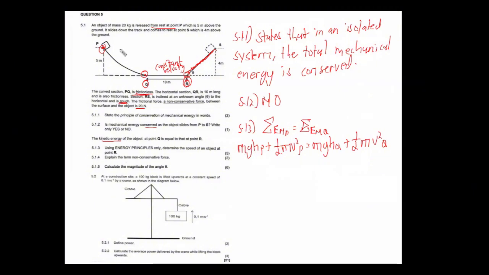Now, what is the mass? The mass is 20 kg, and then g is 9.8. Height at point P is 5, and then plus half. Mass is 20. Velocity at point P, remember they said from rest, so it has to be 0. And then mass is still the 20, 9.8, and then height at Q is now 0 because at that point it's on ground level. And then this is half. Mass is 20. And then what are we looking for? We are looking for the velocity at point Q.